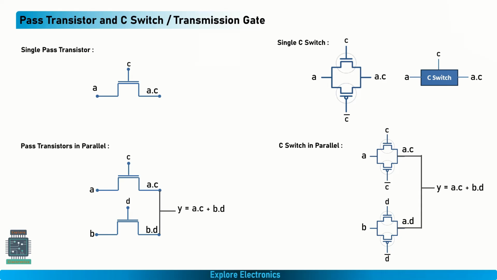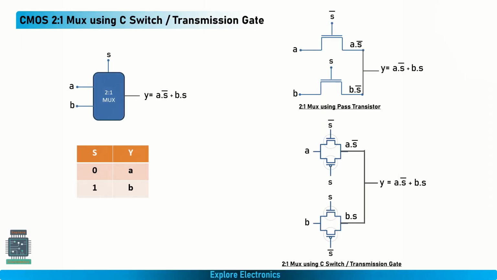So by utilizing this logic, we can implement a 2:1 MUX easily using a transmission gate as well as a pass transistor. You can see over here. So what is a 2:1 MUX? A 2:1 MUX will be having two inputs. This is the first input, this is the second input. To select A as output, we should give select line as 0. If we pass B as output, we should provide select line as 1, like that.